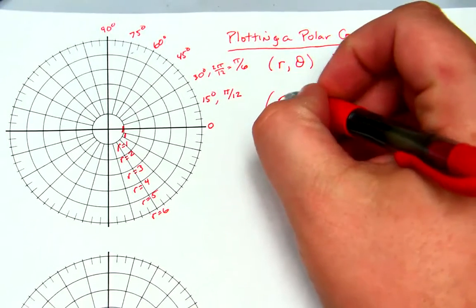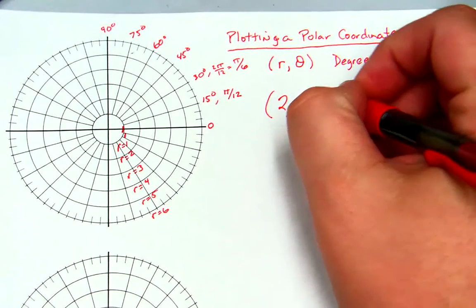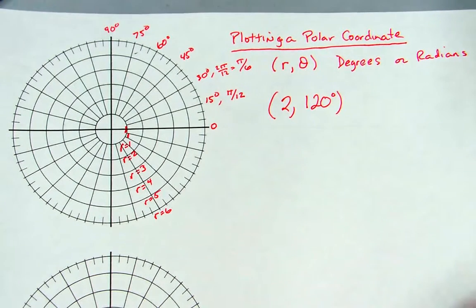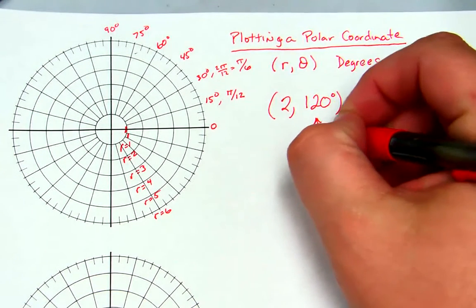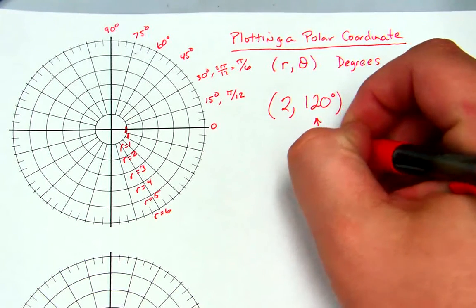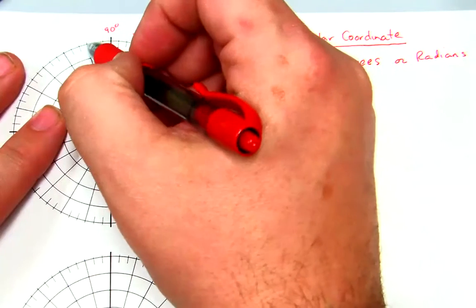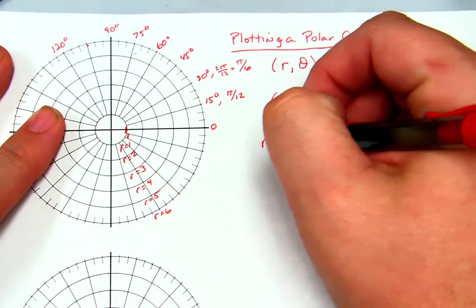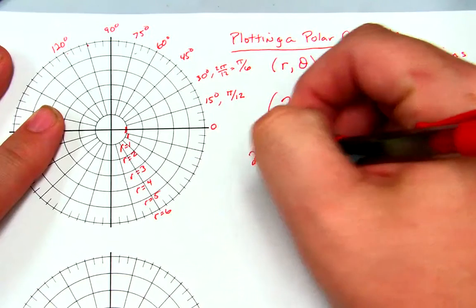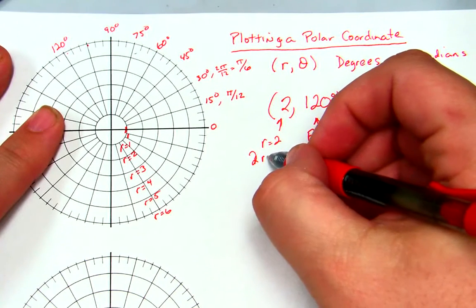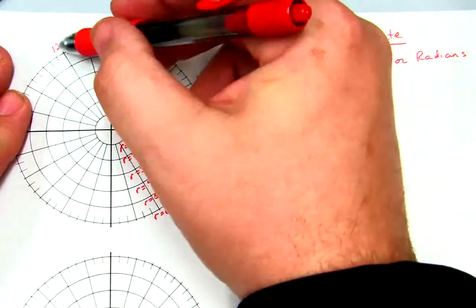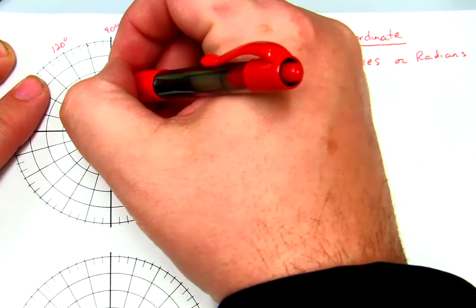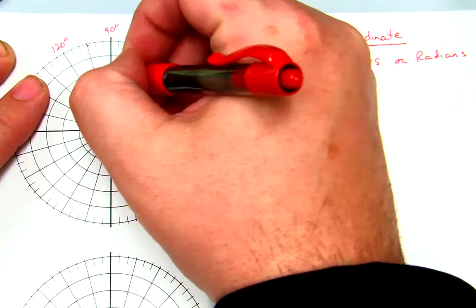If you have, say, 2, 120 degrees, then what we have to do is find, first off, the 120 degrees angle. That's 90. Then we have to go 30 to 120 degrees. And then 2, that just means we go up 2 rings. So there's our line, 1, 2. There's the point r, well, 2, 120 degrees.